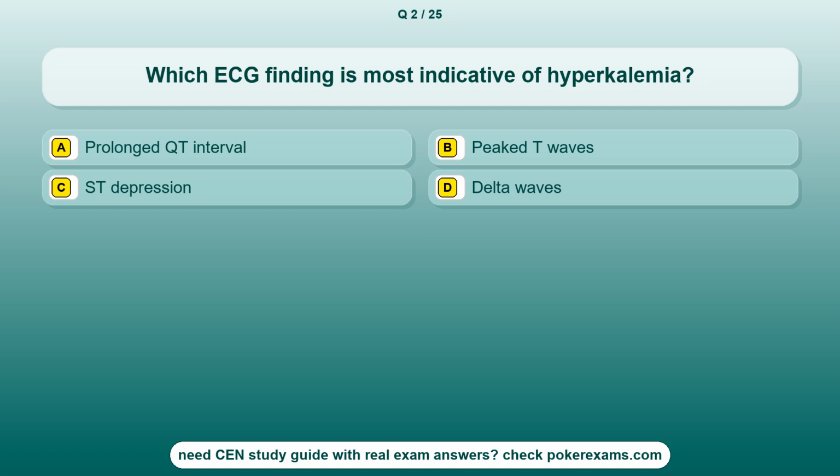Question 2. Which ECG finding is most indicative of hyperkalemia? Option A. Prolonged QT interval. Option B. Peaked T waves. Option C. ST depression. Option D. Delta waves.